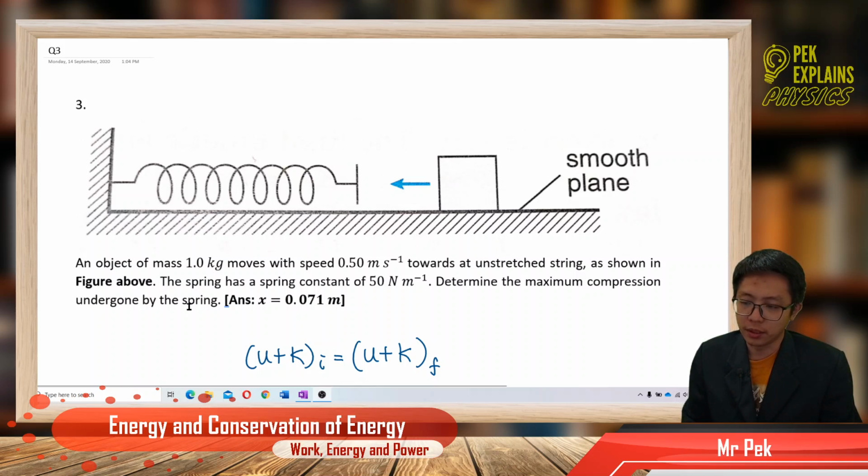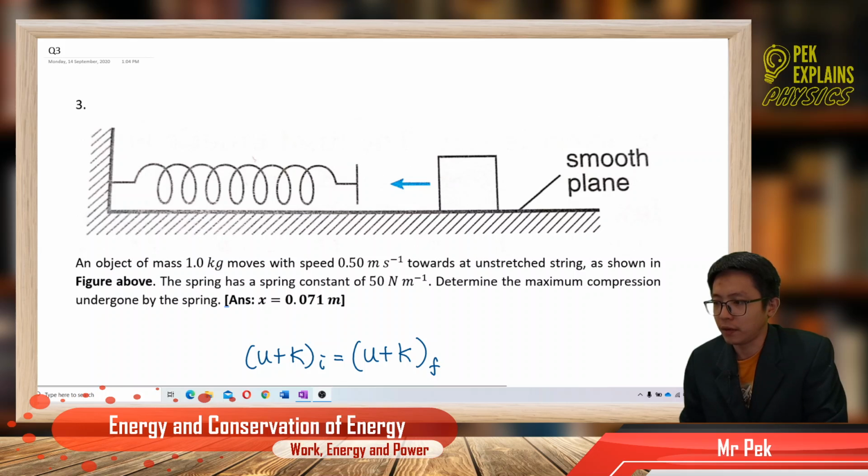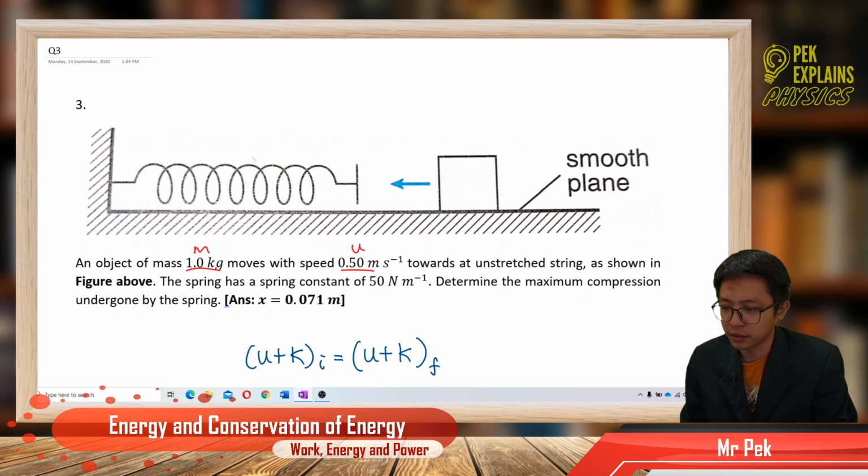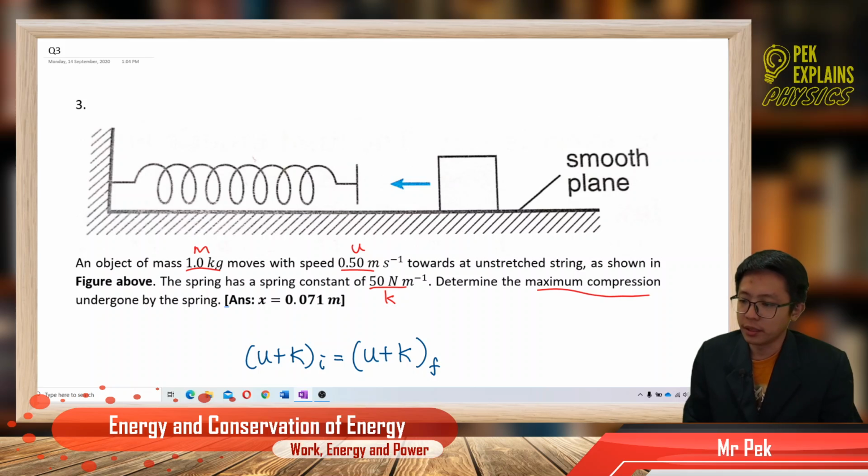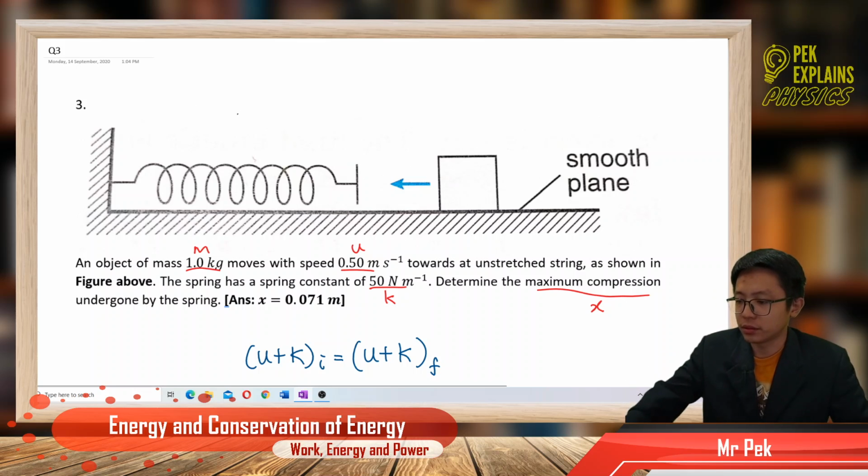Okay, so this one we have a spring. It involves the elastic potential energy. So the information given: we have the mass of the block, it has the initial speed, and the spring has a spring constant. So this is the k, and we want to find the maximum compression of the spring, the x.